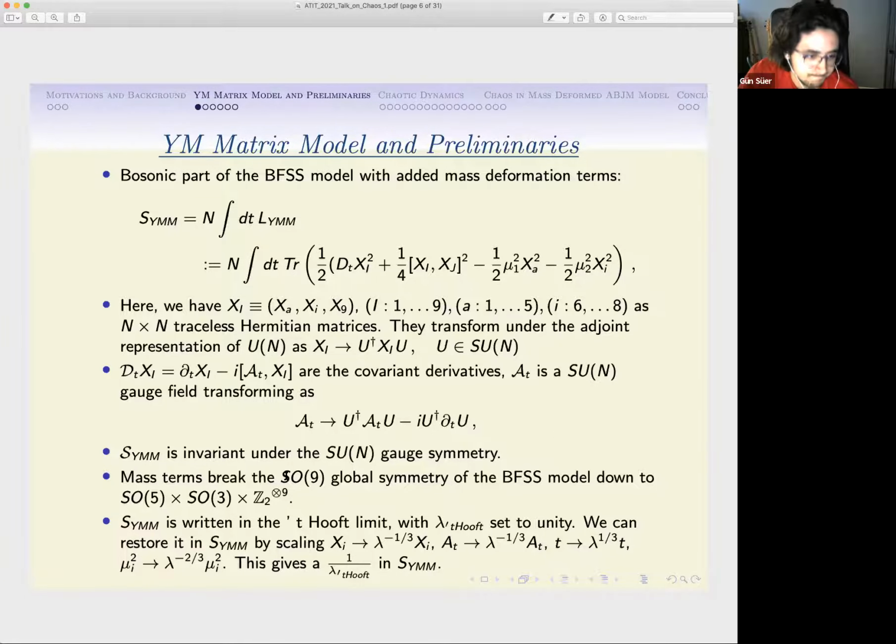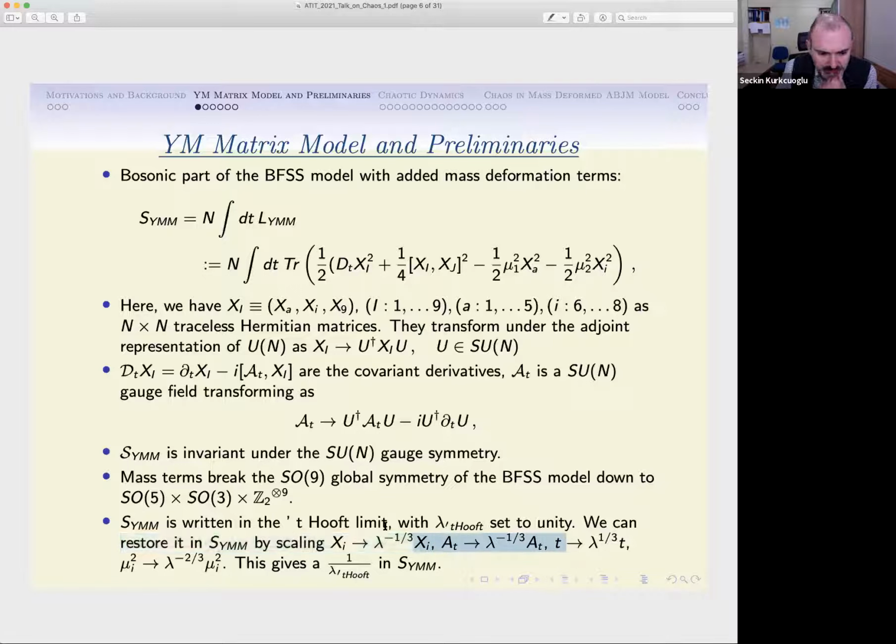Okay. So, well, this is the model. In order to obtain an action functional, we have to trace over these matrices, so we are taking a trace. There is one further thing that we did here, which is that I have written this action already in the 't Hooft limit, where we have set lambda 't Hooft to unity.